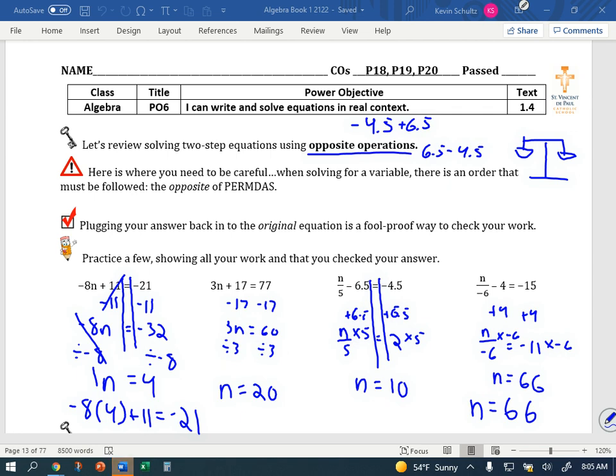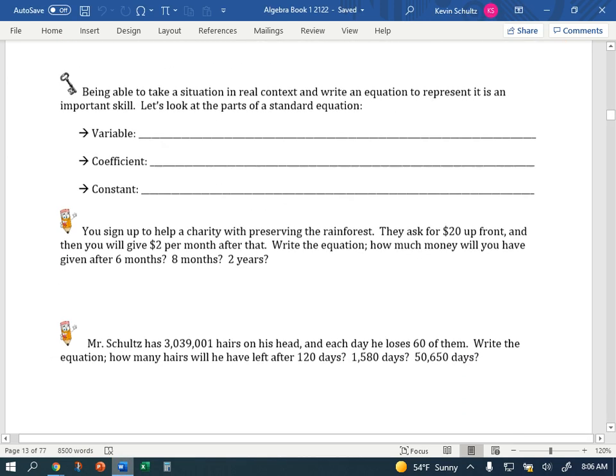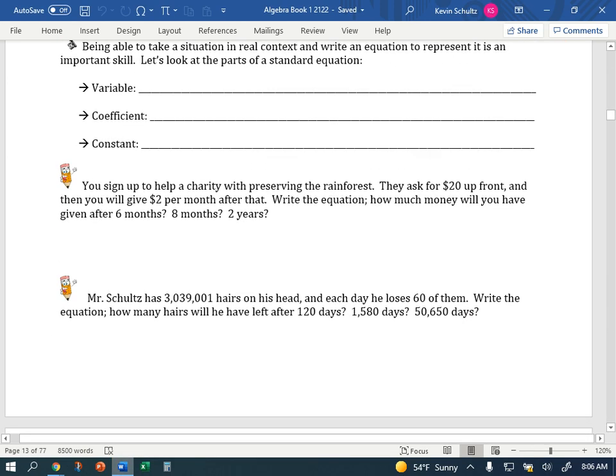But this objective does not simply say I can solve a 2-step equation. No, it says I can write and solve equations in real context. And now that we've got the solving part down, we're going to look at the writing part. So down the page we go. And let's look at some word problems, because the difficulty, we've talked about this before, the difficulty with a word problem is that the equation isn't just there for you, right? You have to figure out what operations are going on, what's my variable, where's everything go, okay?